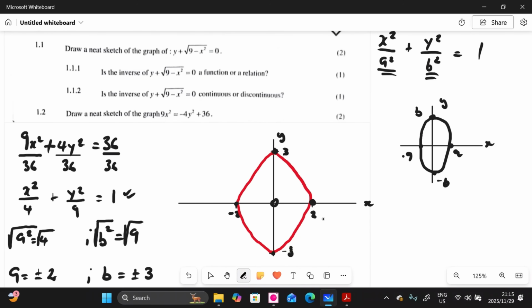So make sure that you show this intercept because it's very, very important. And then don't forget to label the graph as well. You can label it from the original equation or the one that you just simplified into. I'd rather label it with the one that I just simplified into. Still okay. There we go. So this is our ellipse there. So this is out of 2 marks.